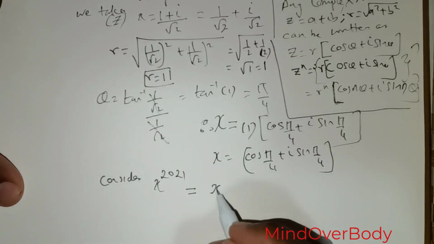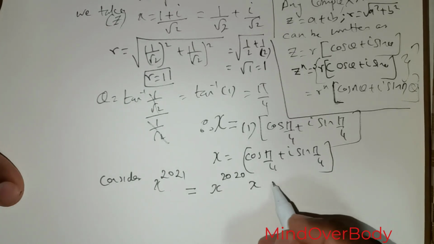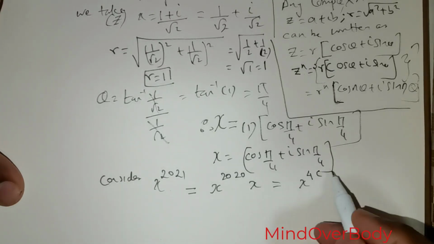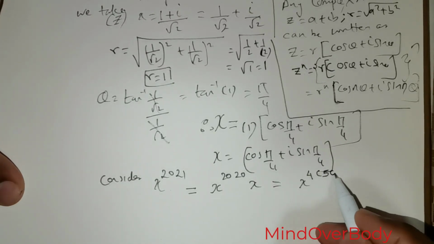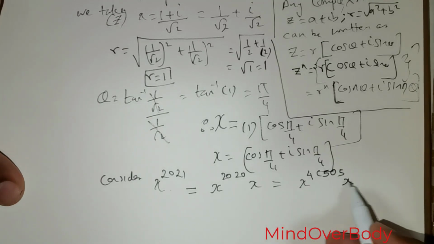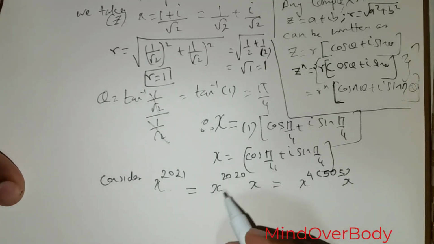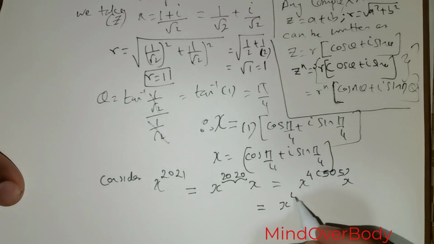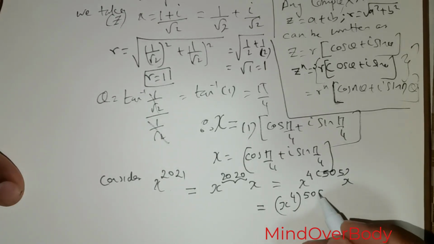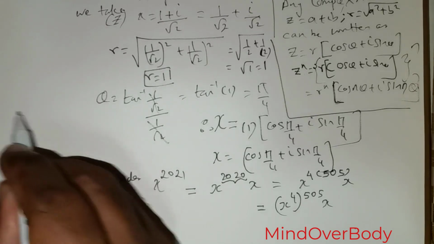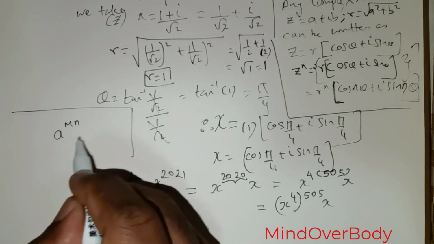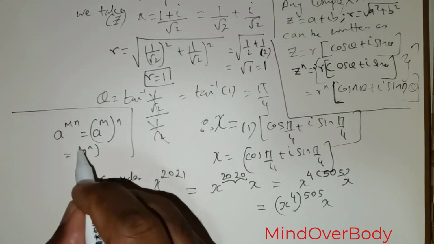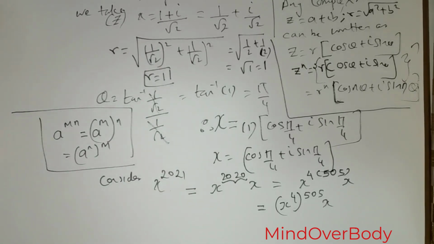Now this can be rewritten as x raised to the power 2020 multiplied with x, which is nothing but x raised to the power of 4 times 505, since 4 divides 20, 5 times 4 doesn't divide 2, so 0 and 5. So this is the way in which I'm fragmenting the component 2020. Now I can rewrite this as x to the power of 4 raised to the power of 505 times x. Now why am I able to do this? Because from the law of indices, if I have a raised to the power of m times n, I can rewrite this as a raised to the power m raised to the power n, or a raised to the power n raised to the power m. So all of these things are possible.